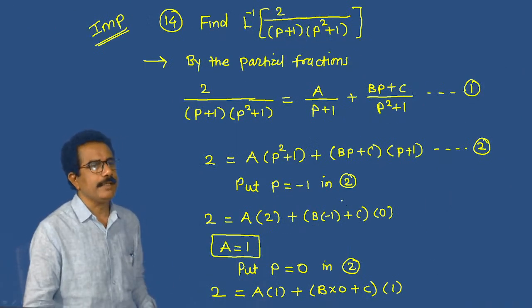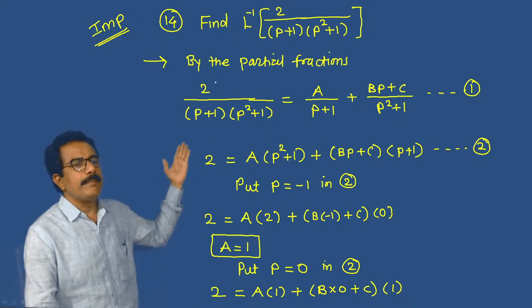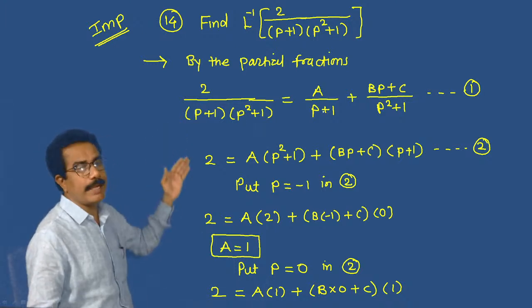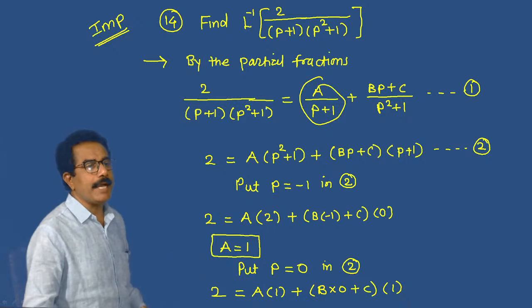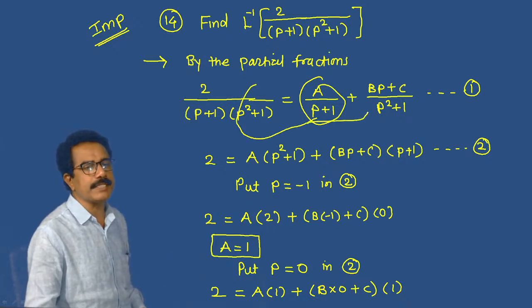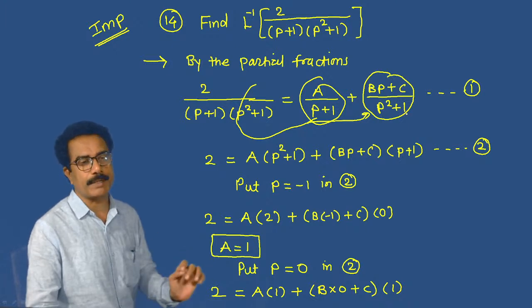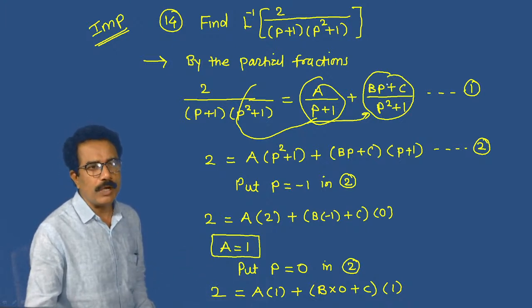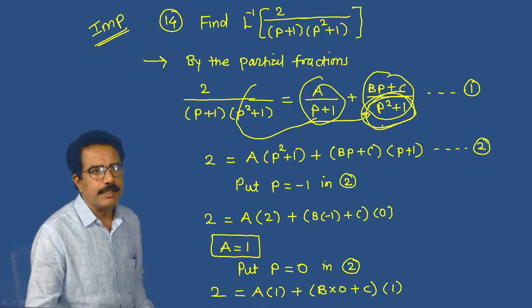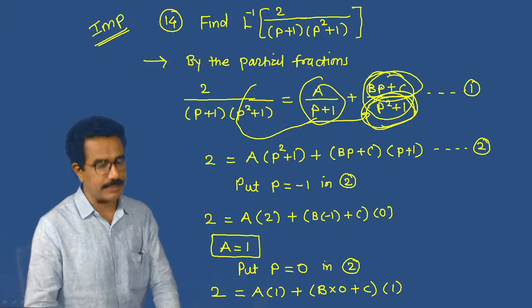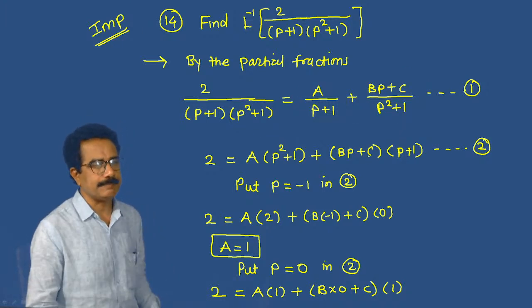Now by the partial fraction, 2 divided by p plus 1 into p square plus 1, its partial fraction is a divided by p plus 1 plus, again second denominator is a quadratic term, so bp plus c divided by p square plus 1. This is a quadratic factor, so we have to take its numerator as bp plus c with two constants.